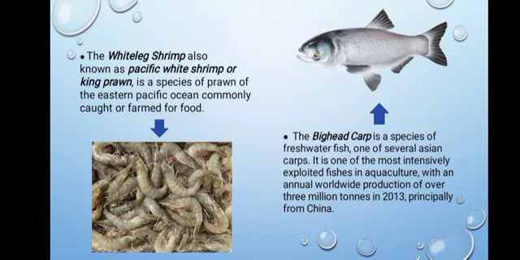Next is white-leg shrimp, also known as Pacific white shrimp or king prawn. It is a species of prawn of the eastern Pacific Ocean, commonly caught or farmed for food. The bighead carp is a species of freshwater fish, one of the several Asian carps. It is one of the most intensively exploited fishes in aquaculture, with an annual worldwide production of over 3 million tons in 2013, principally from China.